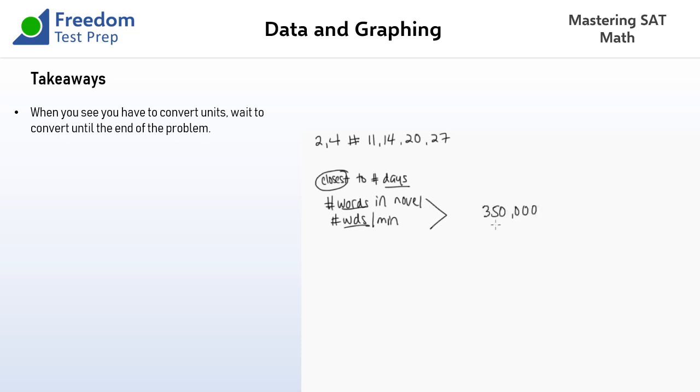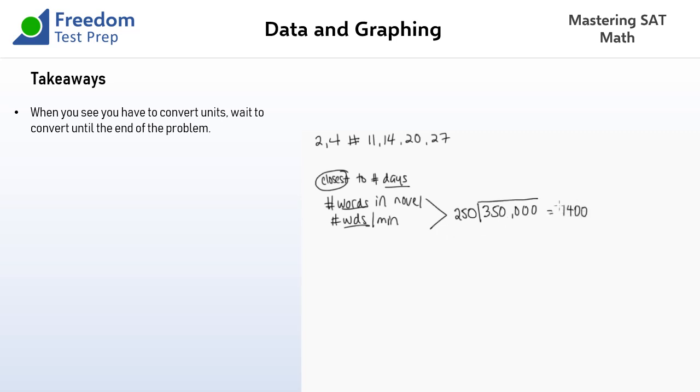There's 350,000 words in the novel, and I'm rounding up clearly. And Tony reads 250 words a minute. So what if we divided that? Now we're going to have it in terms of minutes, and we'll eventually change it into days. But let's see what happens. So 350,000 divided by 250 gives us 1,400.